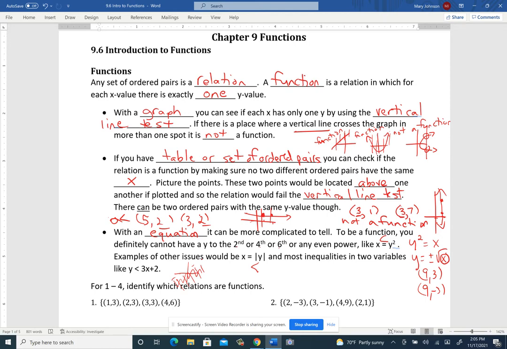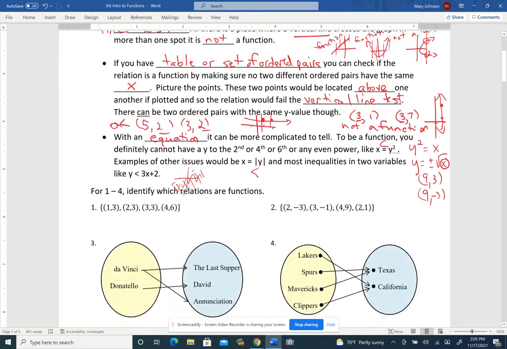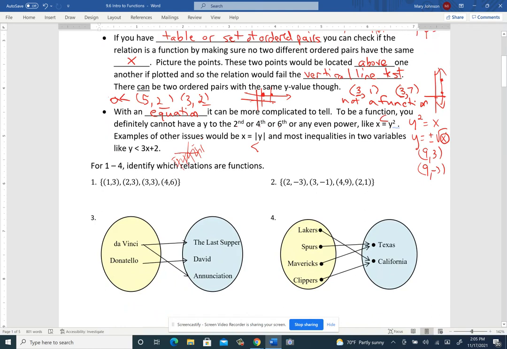All right, so let's go ahead and look at a few problems that you might be expected to do. Here we have a set of ordered pairs. They could have been given to us in a table, right? Instead of looking like that, they could have said 1, 3, 2, 3, 3, 3, 4, 6, something like that. Notice that all the x's are different. Or think about if you were to plot these: 1, 3, 2, 3, 3, 3, 4, 6. None of them are above one another. So this is a function. Number 1 is a function.